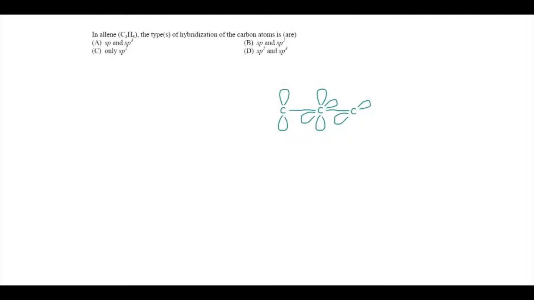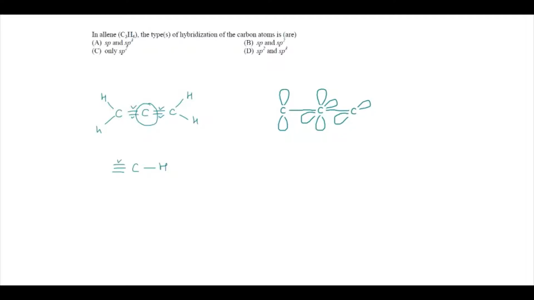The structure of allene is something like this: CH2 double bond C double bond CH2, like this. So, now you can see the central carbon atom has 2 pi bonds and 2 sigma bonds. It is very similar to an alkyne. So, the carbon atom of an alkyne also has 2 pi bonds and 2 sigma bonds.